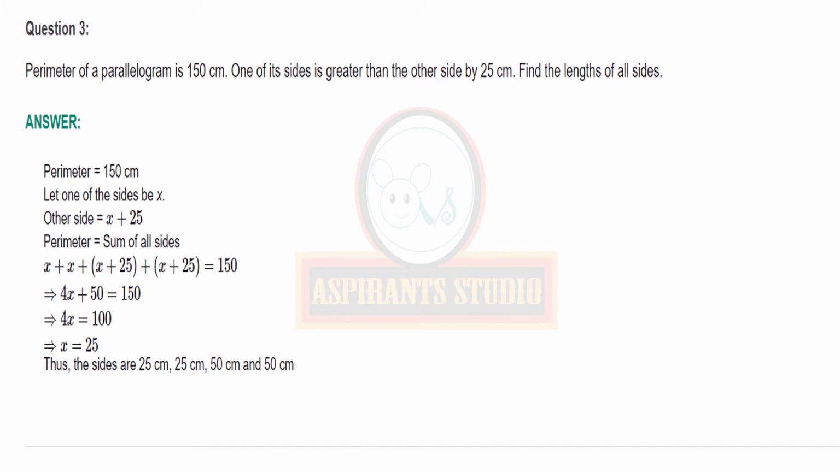Keep 4x on the left hand side. Take plus 50 to the right hand side. So 150 minus 50 will be 100. So we get 4x is equal to 100. You have to find out the value of x. 4 multiplied by x is equal to 100. Therefore x is equal to 100 upon 4, which is otherwise 25. So we get the value of x as 25.